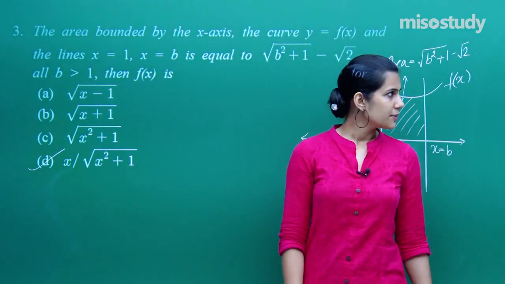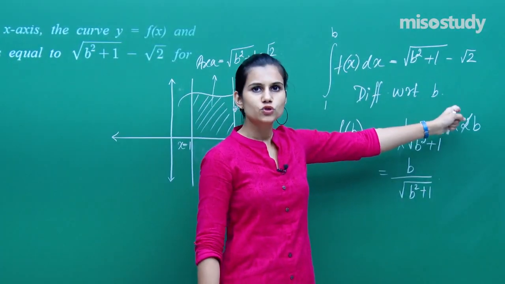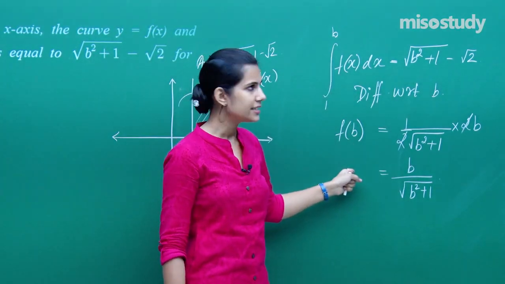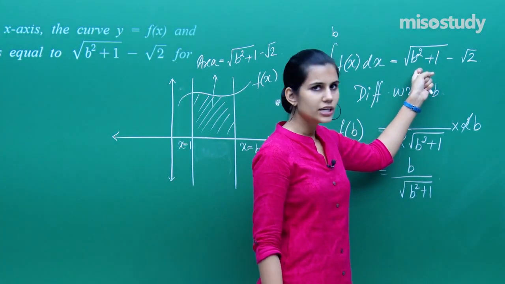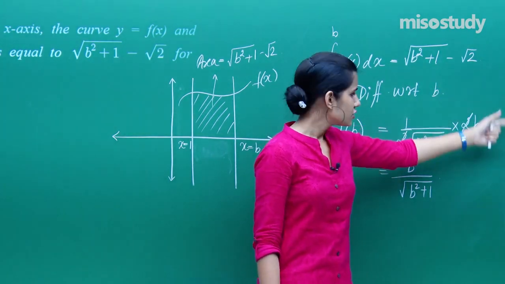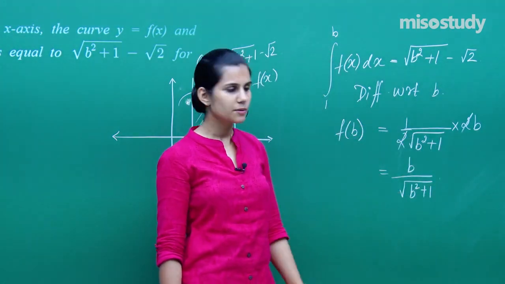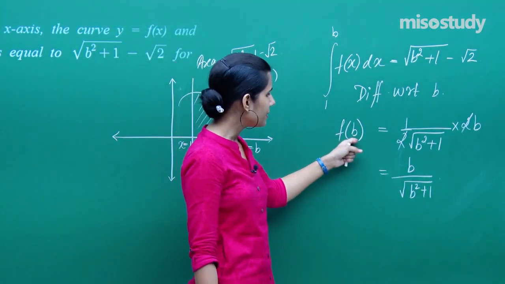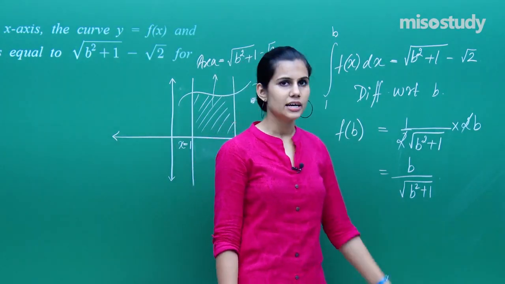So understand this concept that you are differentiating with respect to b. So this will be f of b, equal to the derivative of this with respect to b, minus the differentiation of a constant, which is 0. So that's how you get this particular answer, because b is anything. B can be variable, and therefore you can replace b by x and get your entire answer for the function f of x.